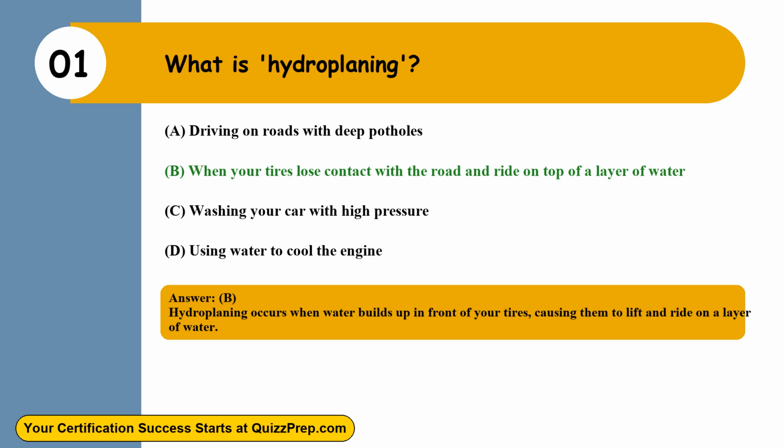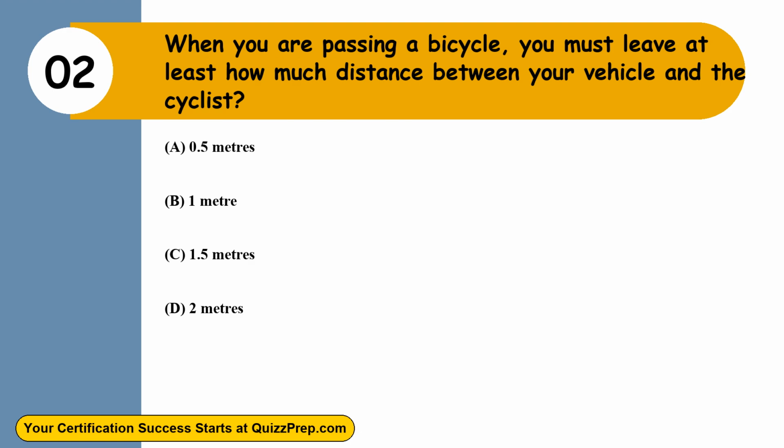of water. Question 2. When you are passing a bicycle, you must leave at least how much distance between your vehicle and the cyclist? Option A 0.5 meters. Option B 1 meter. Option C 1.5 meters. Option D 2 meters. The correct answer is option B, 1 meter.